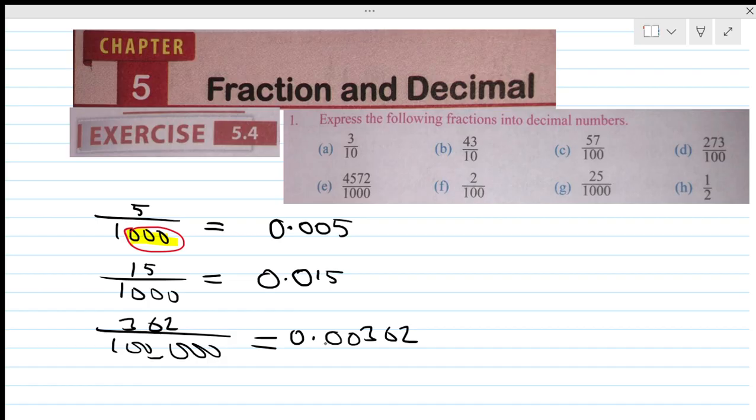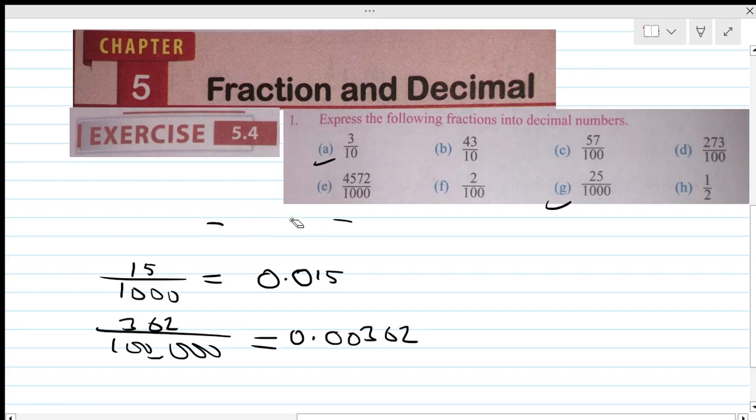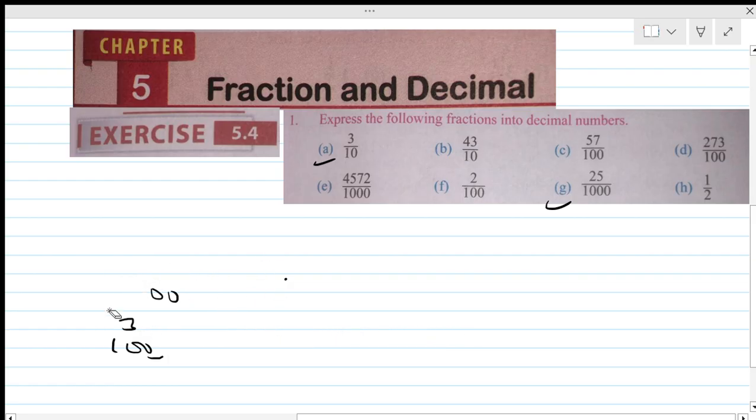Now I go with the numbers, A to S, A to Z, these are all the same. I'm doing it again one more time. For A, 3 by 10, there is 1 zero. So after the decimal there is 1 digit, and 3 is a single digit, so we keep the point over here. After the point there became one digit, so 0.3 is the answer.